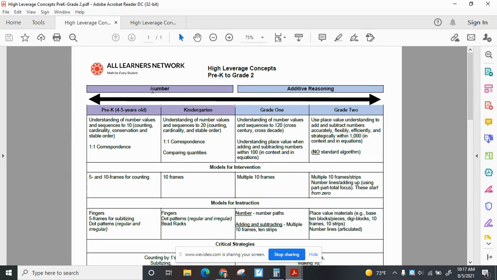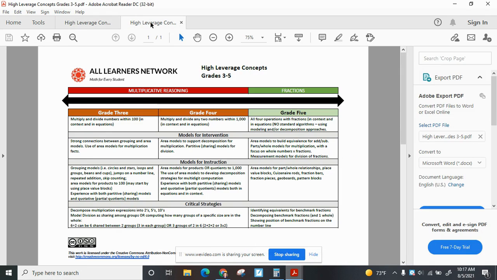Here you'll see at the top of the HLCs, it says number and additive reasoning. These concepts align with the strategies found on the number progression and additive reasoning progressions that make up the OGAP additive framework. If you haven't already, there is a video explaining the additive framework, and you'll see a lot of overlap between these. I'm going to switch to the 3 to 5 grade level high leverage concepts.